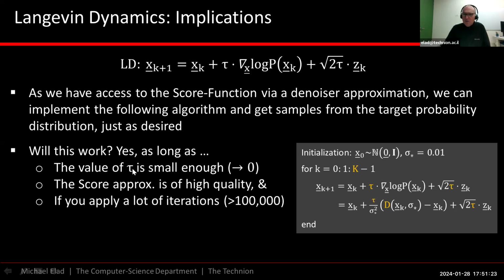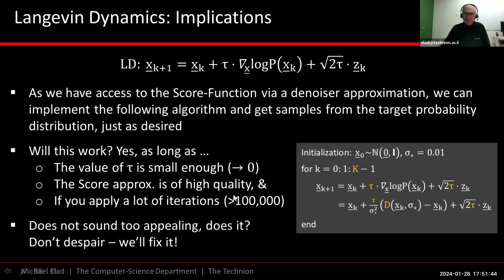Tau has to be very small. How small? Many papers were written about it. The score function needs to be highly accurate. The denoiser needs to be perfectly designed. And the number of iterations K needs to be huge, hundreds of thousands, in order to make it work. Why? We will see in a few minutes. So basically, it doesn't sound like a practical algorithm.